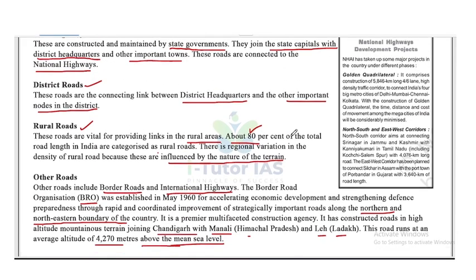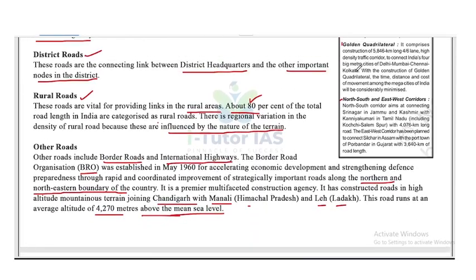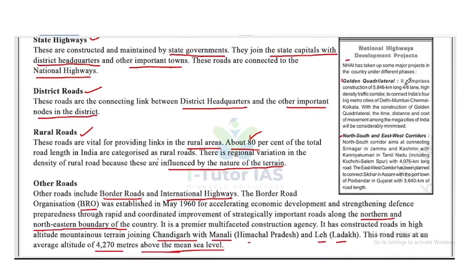Now, look here, National Highway Development Projects. The NHAI has taken up some major projects in the country under different phases. The first one is the Golden Quadrilateral, then the second one is the North, South and East-West corridors. So these are some of the projects by the National Highway Authority of India. Now, you can read this from here.